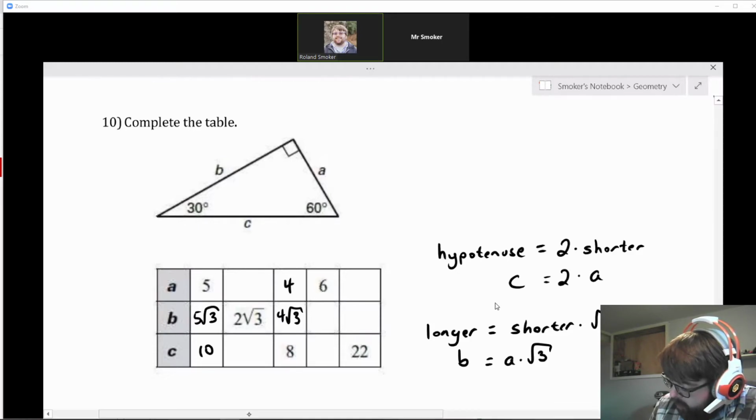Okay, I'll do one more. B is 2 root 3. So if B is 2 root 3, then what times root 3 is A? Well, it's going to be 2. And then C is going to be double that, 4. So that's how you can fill out the rest of those.